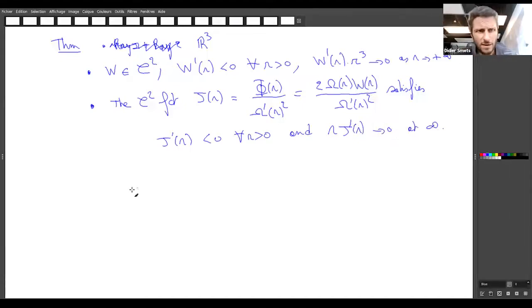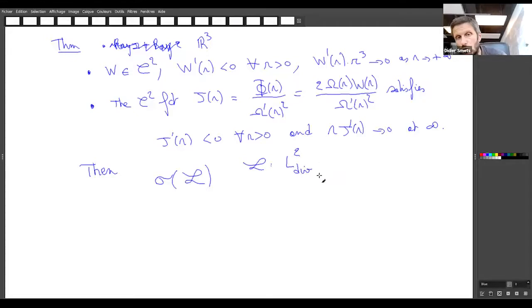Okay, then the spectrum. Now, the spectrum of the linearized operator. Let me write L is the linearization of Euler 3D around my vortex column. I view L as an operator from the natural energy space, L2 with zero divergence, with values in R3, L2 div.